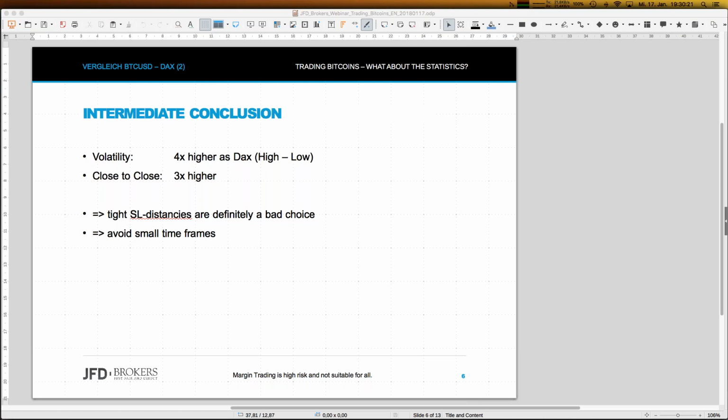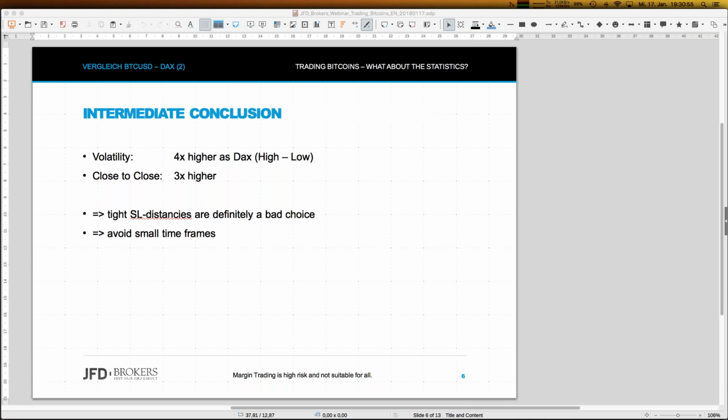Good. Just a question mentioned here in the chat. Is it possible to trade Bitcoins with JFD in the near future? As I mentioned already, it was possible last year. Then it was stopped, not by JFD, but by the liquidity providers. But I'm confident that they will pick it up once again. And in a few minutes, you will see what has happened and why they stopped. At least that's my interpretation, I have no knowledge about that, but it is my interpretation.